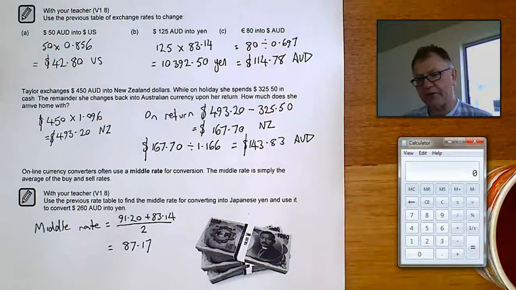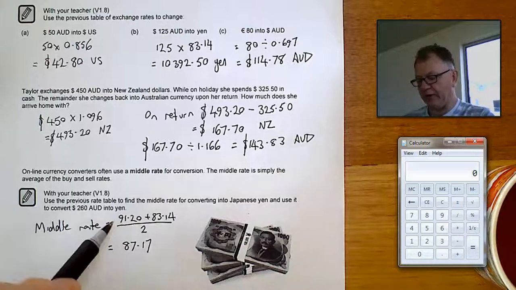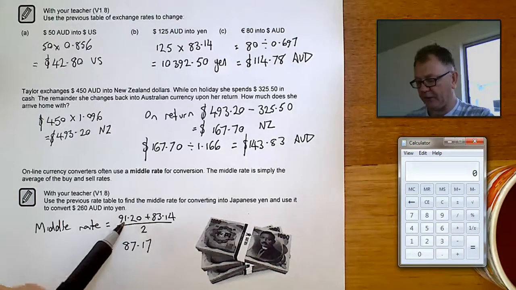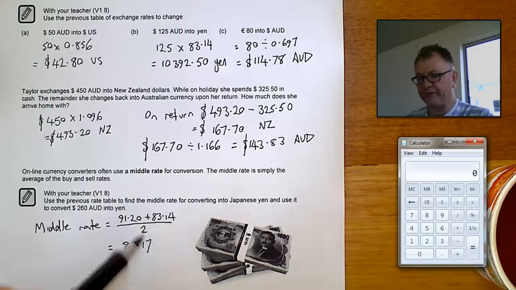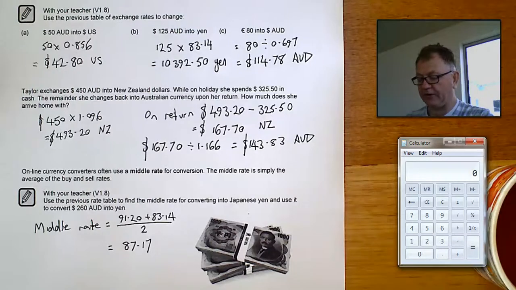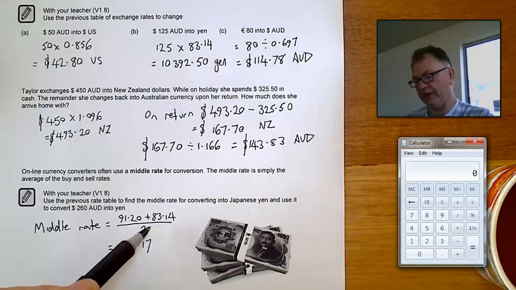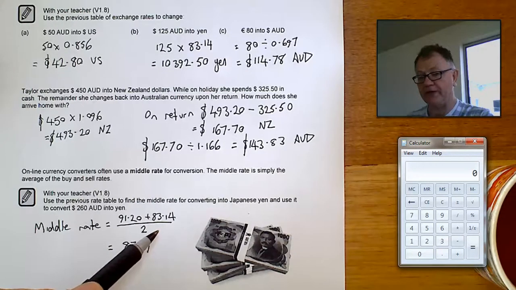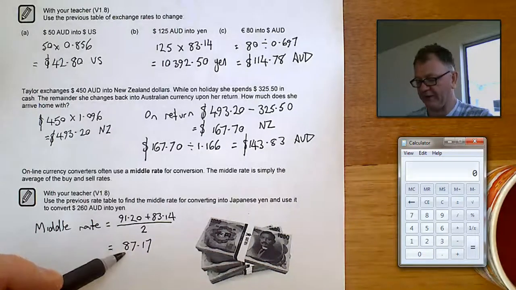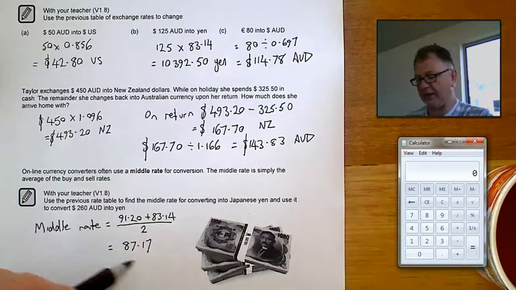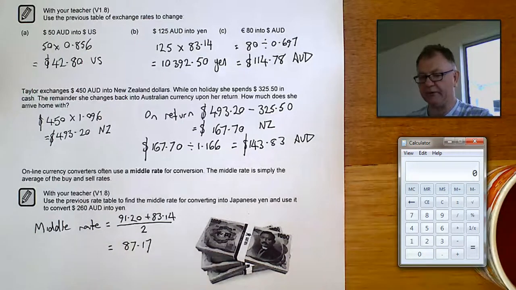Incidentally, when you're doing this on your calculator, be very careful. Questions which involve mixed operations. This question has got plus and divide in it. Situations like that can be a little tricky. Make sure that after you've done the top line, 91.20 plus 83.14, press the equals button before you divide by 2. Always check your answer. If it's an average, that answer should look like it's the middle of those two numbers.